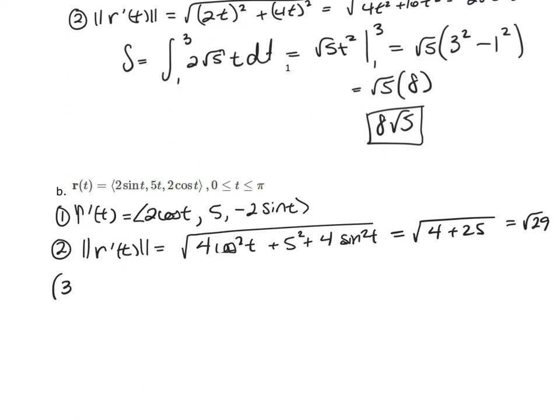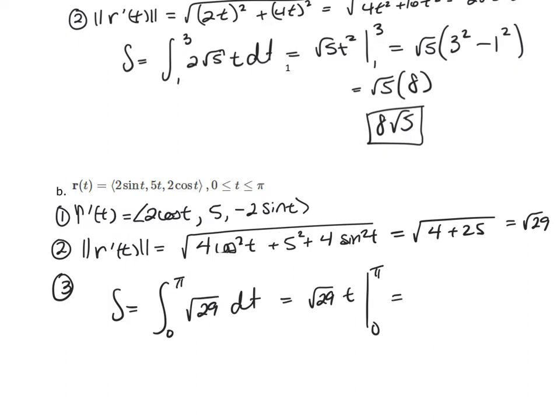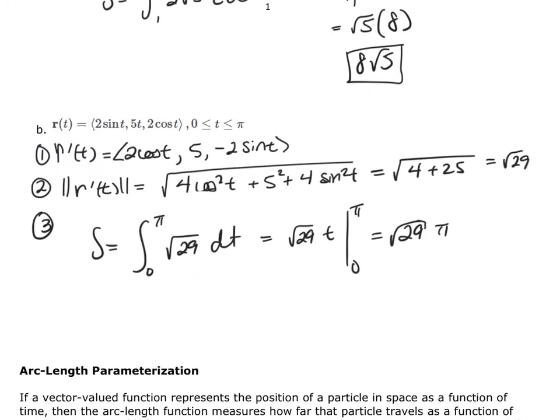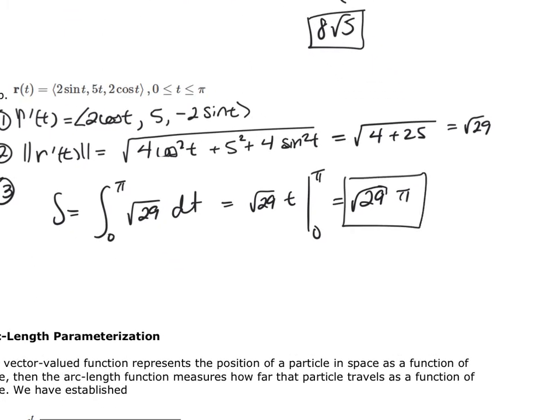The third thing I'm going to do is s is equal to the integral from 0 to pi of the square root of 29 dt, which is just going to be the square root of 29 times t from 0 to pi, which gives me just the square root of 29 times pi. And that is my final answer. So far, this isn't too bad.